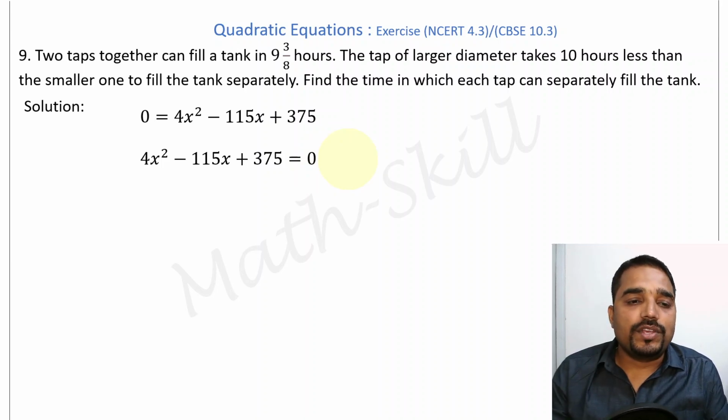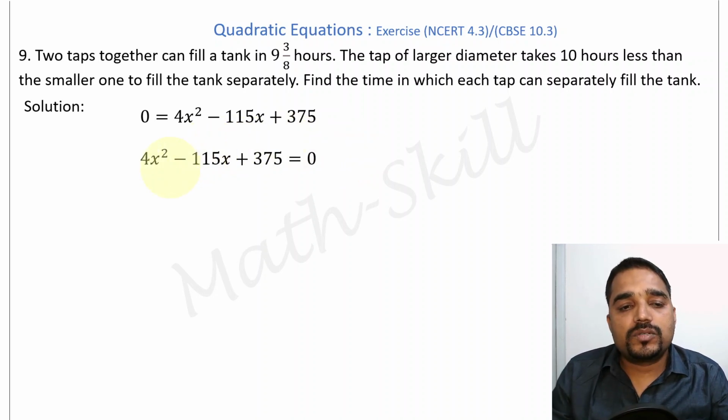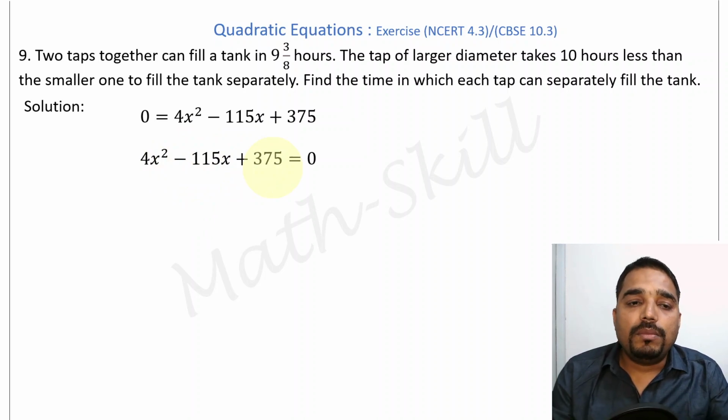Now this equation cannot be simplified further as it contains three unlike terms. That is, the first term is an x square term, the second term is an x term, and the third term is a constant term, which, because they are unlike, cannot be simplified further.